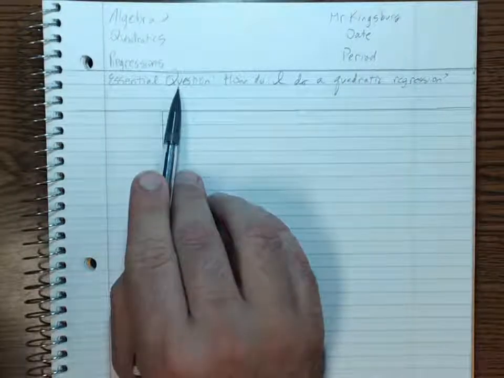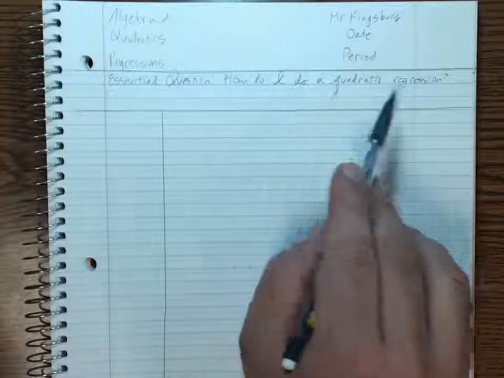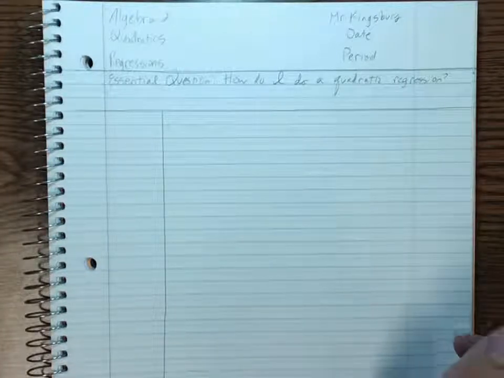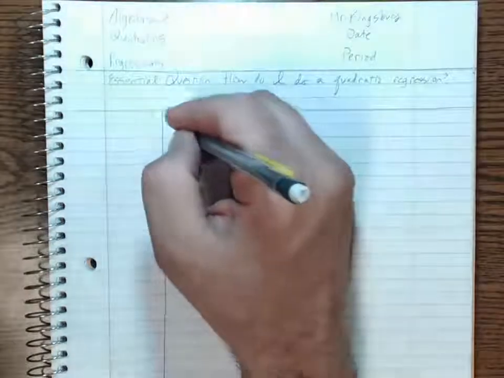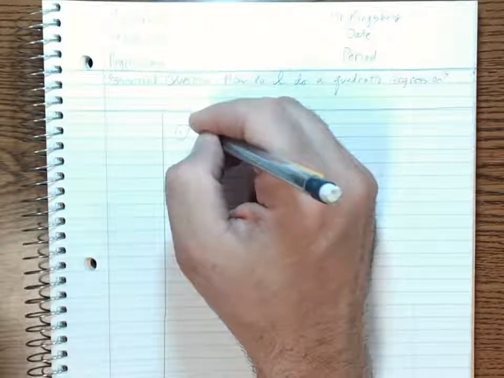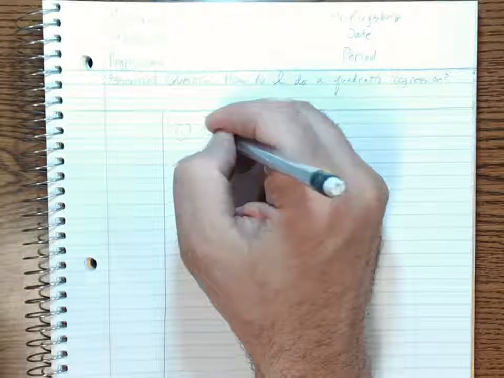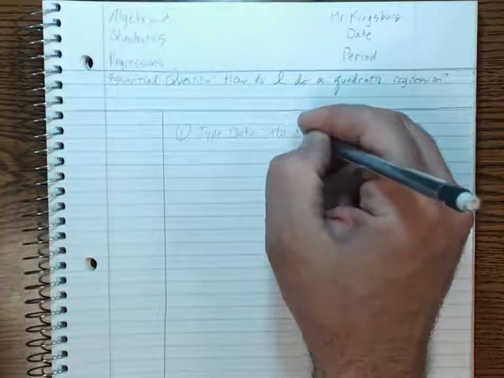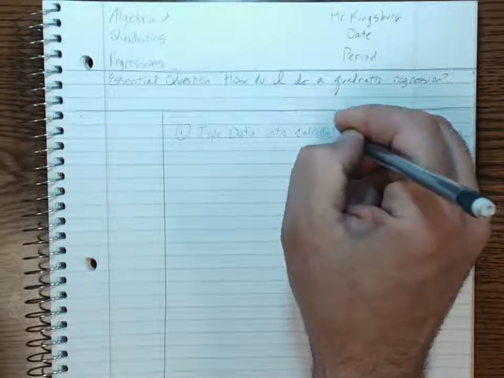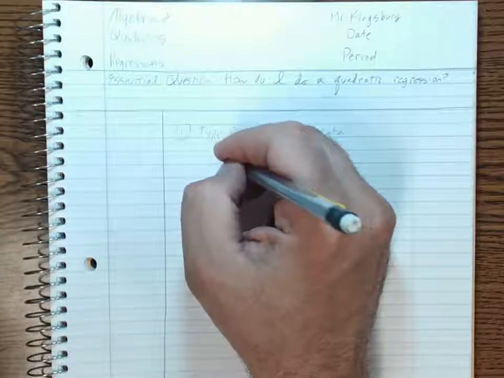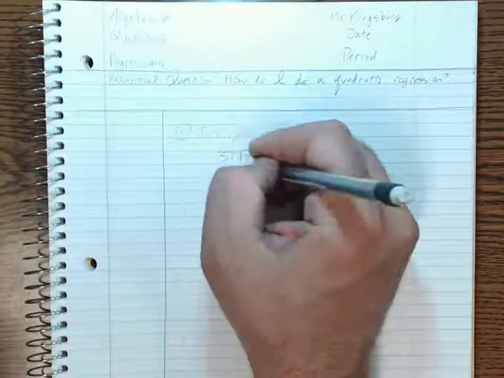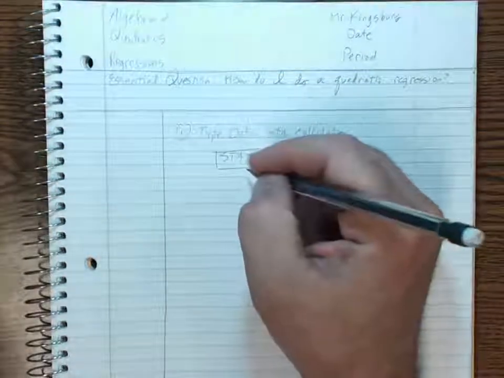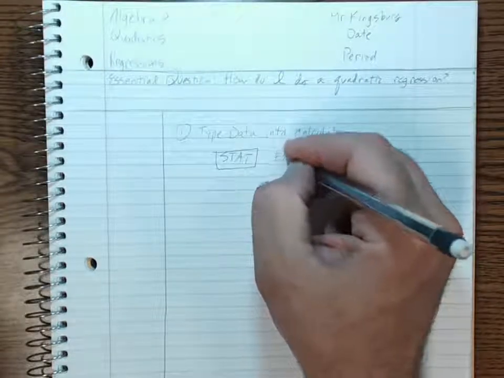Our essential question today is, how do I do a quadratic regression? And the answer to that is a series of buttons, actually. So step one would be to type the data into the calculator. How do we do that? Well, we're going to hit the stat button first. I'll show you this in a second, but I want to describe it first. You hit the stat button, and then you hit enter.